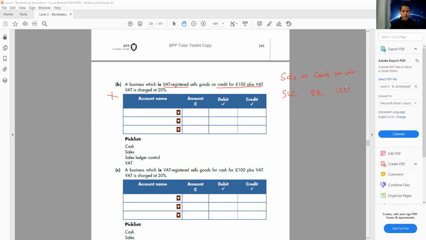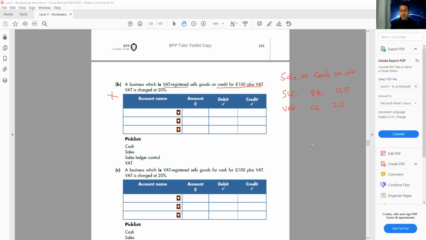Now out of 120, all the money is not for you, isn't it? £20 is for the VAT. So VAT is credit, it's £20. Why is VAT credit? Because when you make a sale, you create a liability. You have to pay the VAT to HMRC because VAT is not for you. Even though you're collecting it from the customer, this money does not belong to you. You're collecting on behalf of HMRC, so you have to pay it back to HMRC. This is your liability.